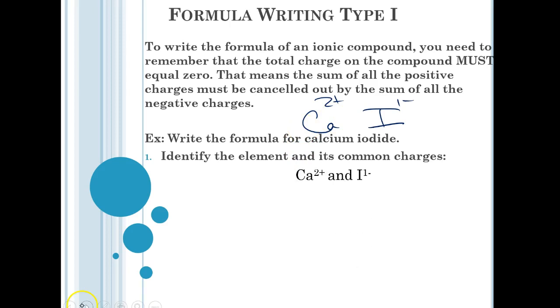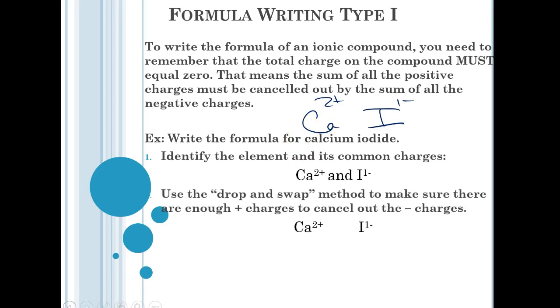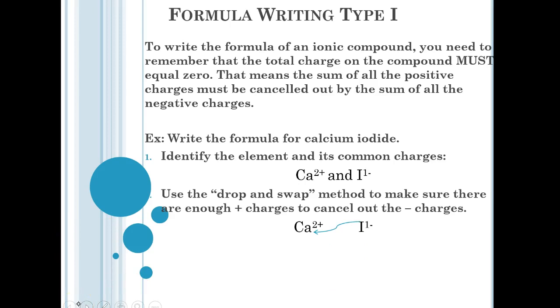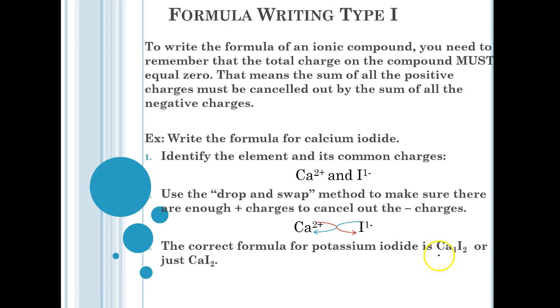One capital letter for each element. Okay? And then what you're going to do is this thing called drop and swap. What that means is you're going to take the number from the metal, and you are going to drop it down and swap it over here by the I. And you are going to take the number by the I, and drop it down and swap it over by the calcium. Not the charges, just the numbers. That's important. So the 1 moves over there, and the 2 moves over there, and what you end up with is Ca1I2, or just CaI2.